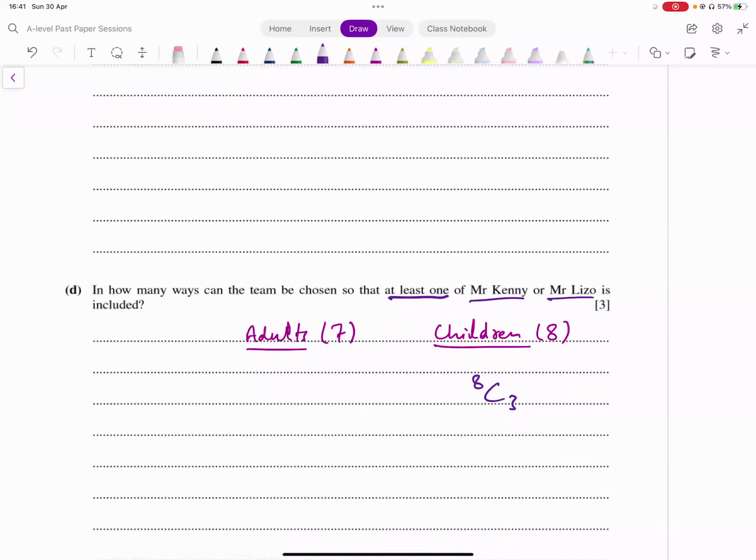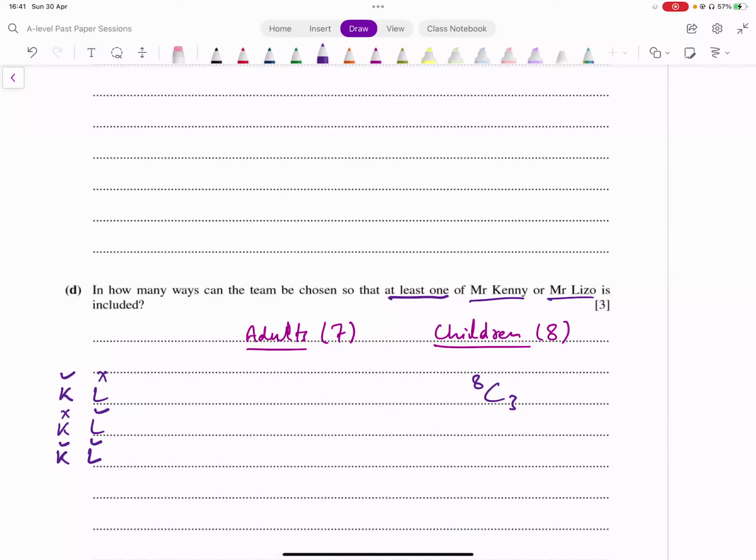आप डायरेक्टली कर लें. आप क्या कह सकते हैं? आप कह सकते हैं एक केस वो है मिस्टर केनी सेलेक्ट हो रहे हैं और मिस्टर लाइजो नहीं हो रहे. एक और केस हो सकता है मिस्टर केनी नहीं हो रहे और मिस्टर लाइजो हो रहे हैं. Right? And there's another possibility, Mr. Kenny select हो रहे हैं और Mr. Lizo भी select हो रहे हैं. These are the 3 cases that you have.